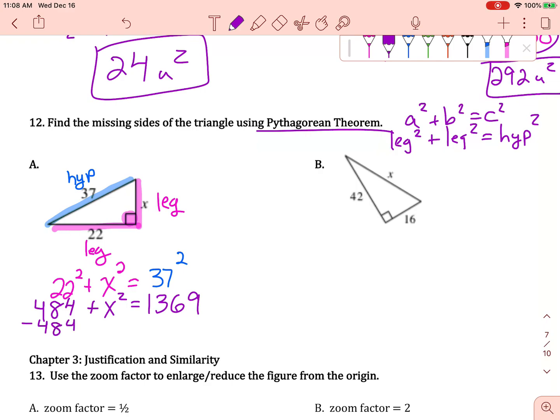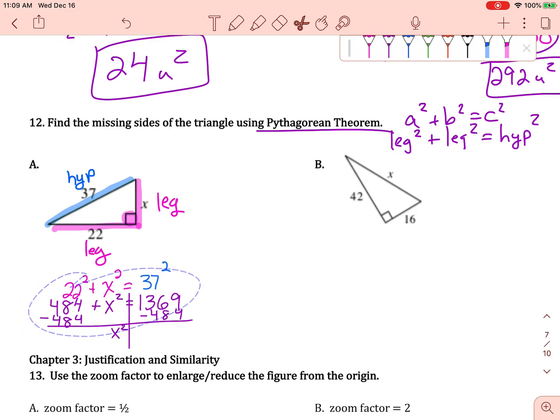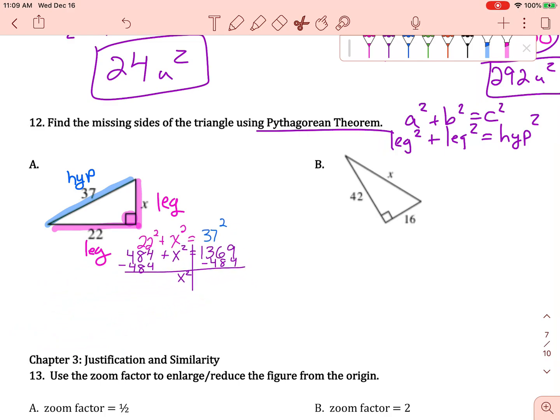Subtract 484 from both sides. This is our standard equation. Subtract 484. X squared, let me shrink this down a little bit. There we go. So x squared is equal to 1,369 minus 484, which gives me 885.